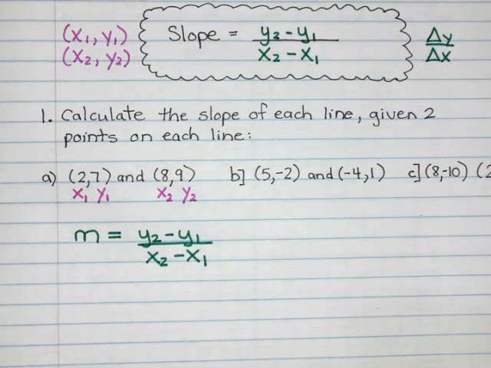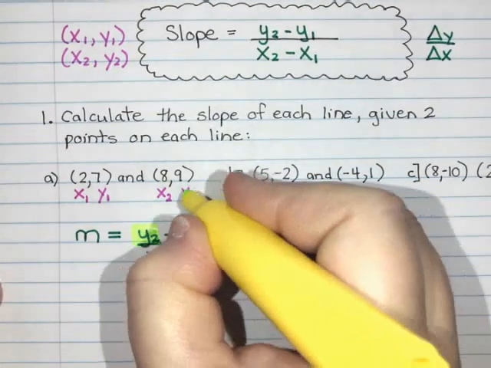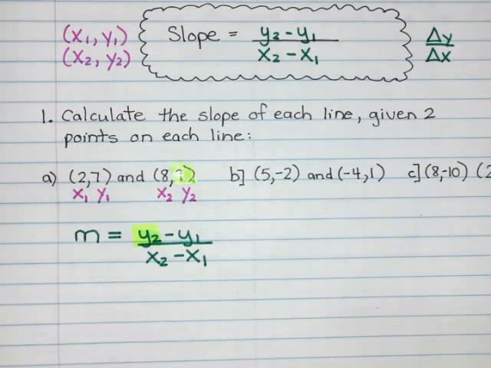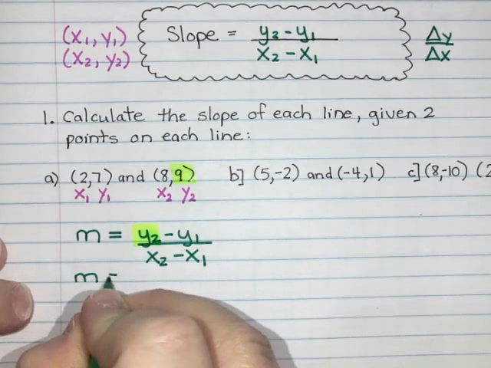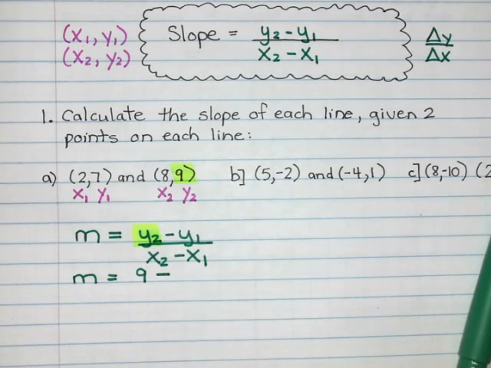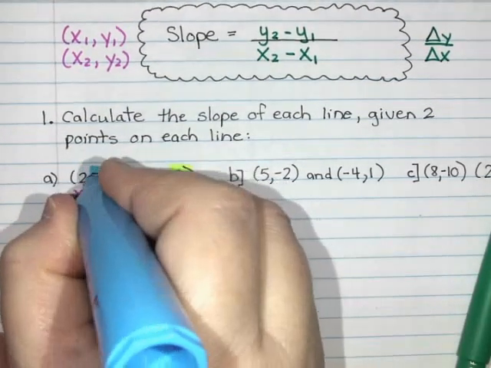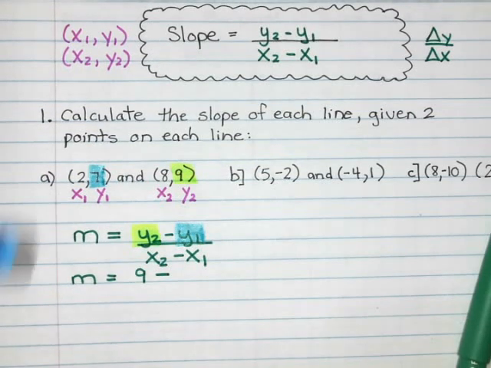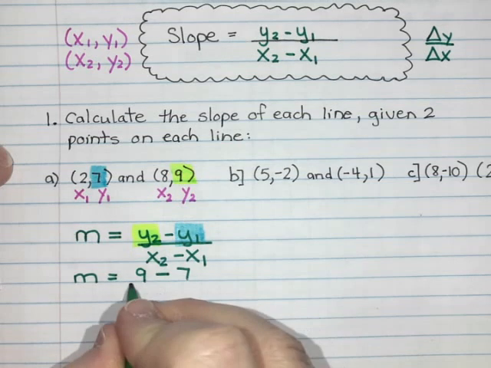So I am going to start with y2. So y2 is going to be 9. So I'm going to put that M equals 9, take away. Y1, let's put here, is going to be 7. So I'm going to subtract 7.